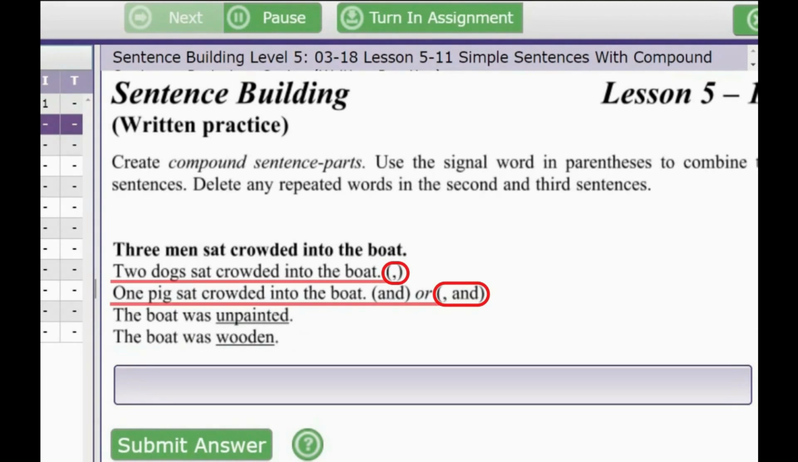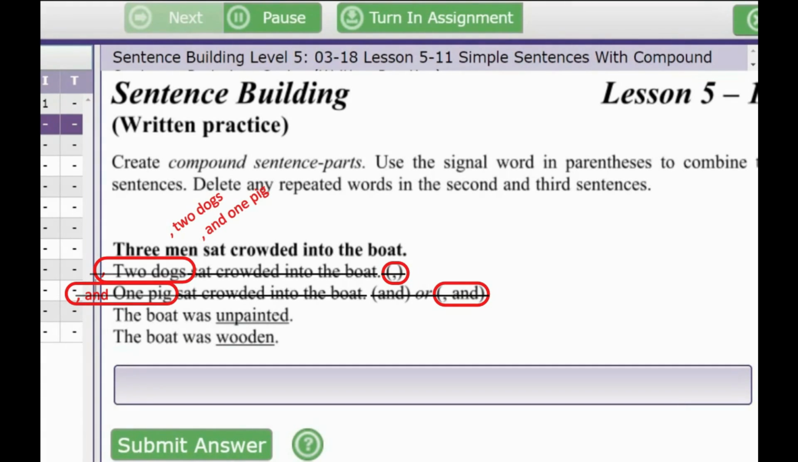Begin by moving the signals in parentheses in front of the sentence they follow. Next, delete any repeated words in the signal sentences. In this example, we delete sat crowded into the boat from the first and second signal sentences. Next, we need to insert the remaining subjects 2 dogs and 1 pig into the base sentence after the subject 3 men.